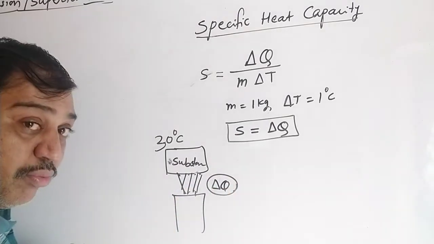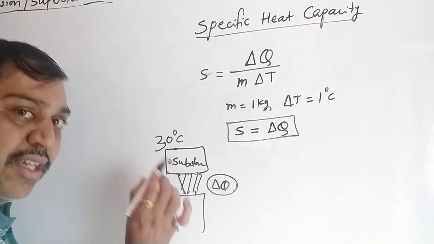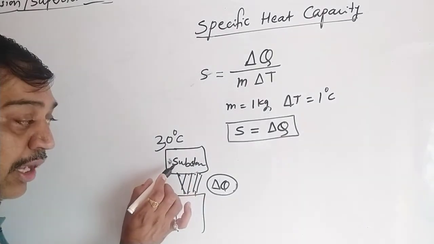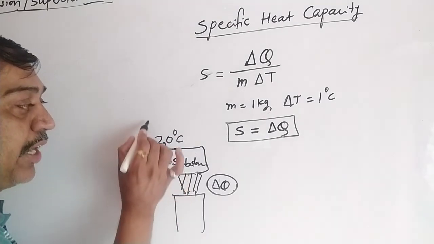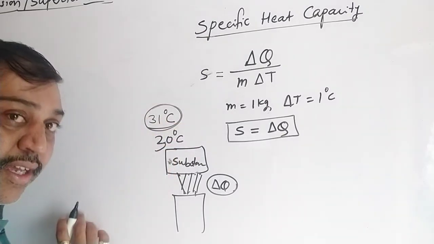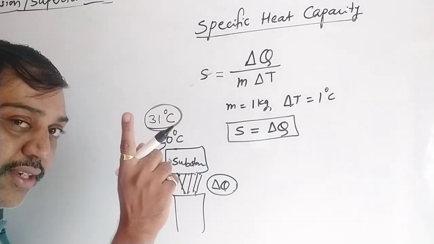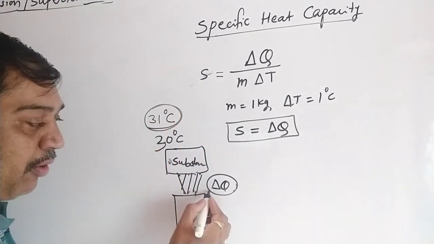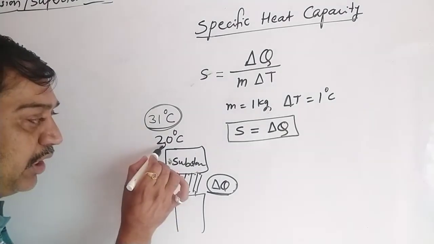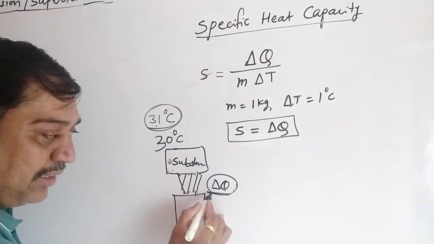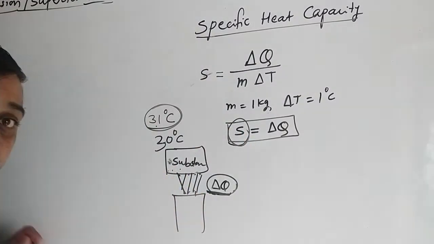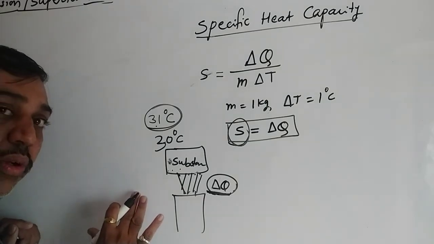But the condition is what? When you supply the heat delta Q to the substance, the temperature of the substance changes from 30 to 31 degrees Celsius. How much temperature change? 1 degree Celsius rises. So this amount of heat delta Q supplied to this material, for which the temperature changes by 1 degree Celsius, is said to be the specific heat of this substance. This is the case to increase the temperature.